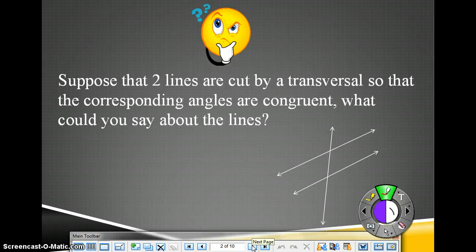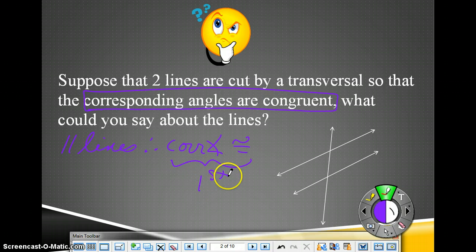So suppose you have two lines that are cut by a transversal so that the corresponding angles are congruent. What could you say about the lines? Well, here's the key. Corresponding angles are congruent. In the last lesson we learned that if we had parallel lines, then the corresponding angles had to be congruent. So here we're actually switching it. We know this part first. Okay, so what do you think? If we already know that our corresponding angles are congruent, could we say that the lines are parallel? We should be able to.